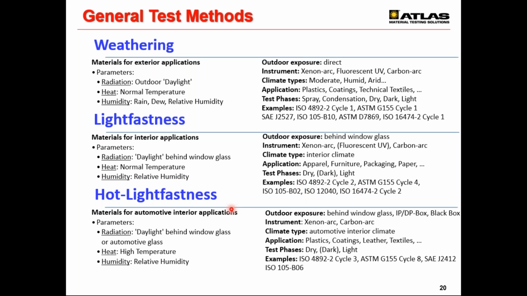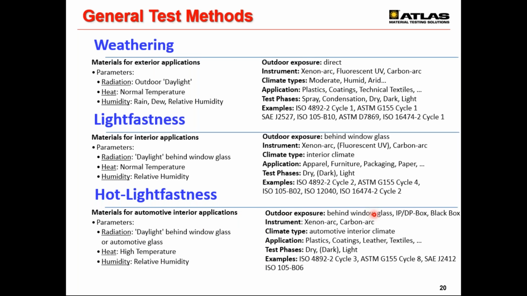And finally, the third bucket, and this is where it's a little bit different than what we're accustomed to, is the category which we call hot light fastness. And this is for testing of materials for automotive interior applications. The difference between the second and the third categories is that the light source, although it's behind glass, or in some cases automotive glass, the primary difference is that the temperatures are much higher. That's why they're called hot light fastness tests, simulating the automotive interior environment, which is typically at much higher and elevated temperatures than you would see in a typical indoor environment.